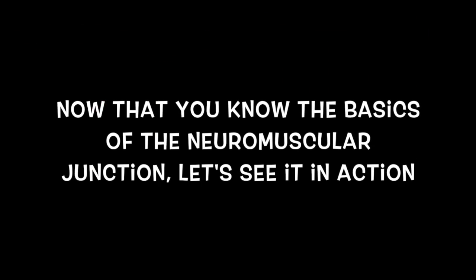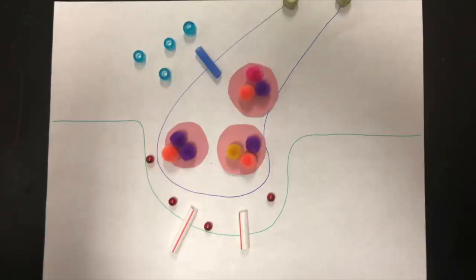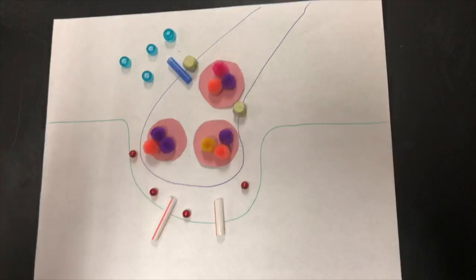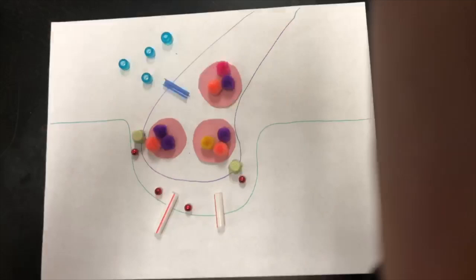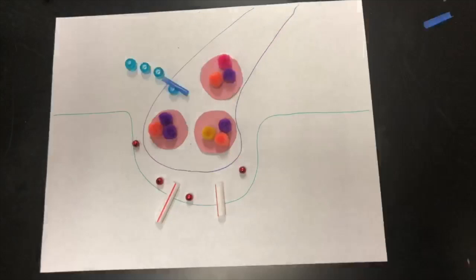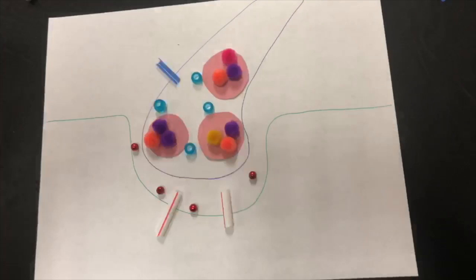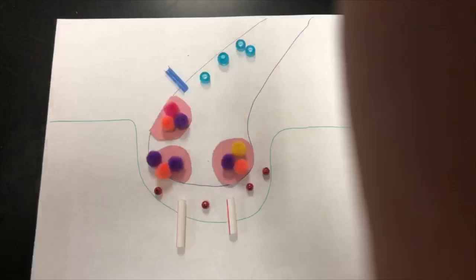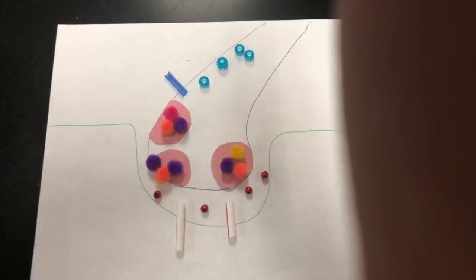Now that you know the basics of the neuromuscular junction, let's see it in action. The action potential triggers the calcium channel to open, causing calcium ions to enter. These calcium ions then bind to the synaptic vesicles, triggering the proteins to move apart. These synaptic vesicles contain acetylcholine.